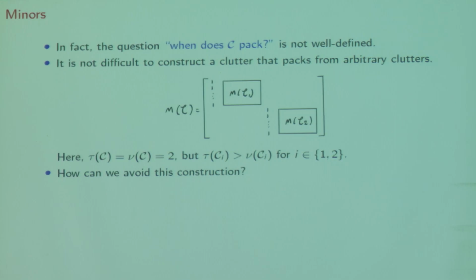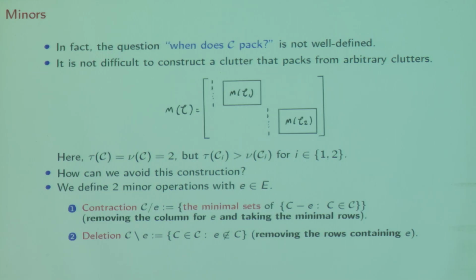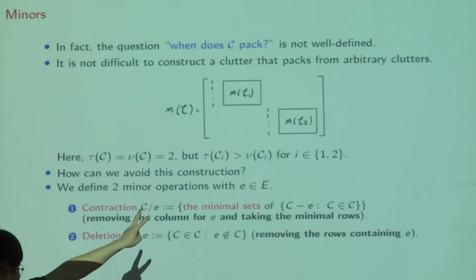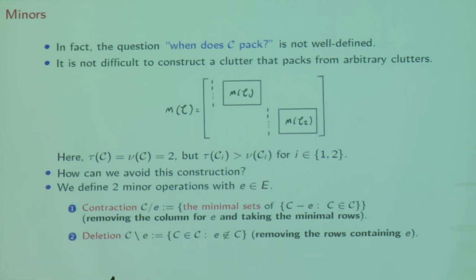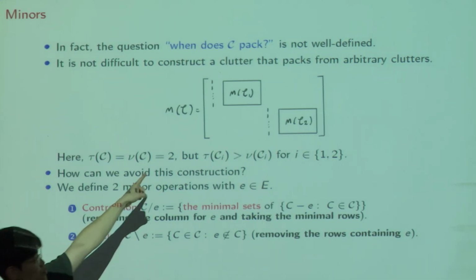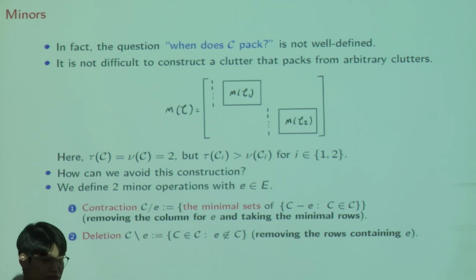But we want to avoid this construction because there is something arbitrary going on inside it. To look at this, I need to define some minor operations. I want to discover this kind of arbitrary structure inside, and I want to avoid it. But how do I get to these two arbitrary clutters?